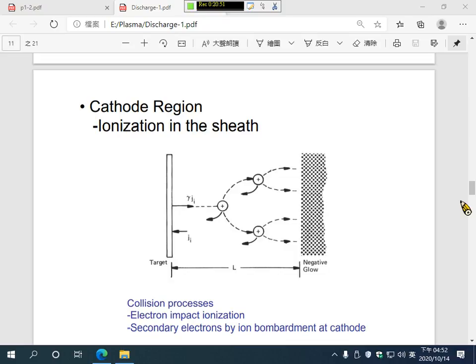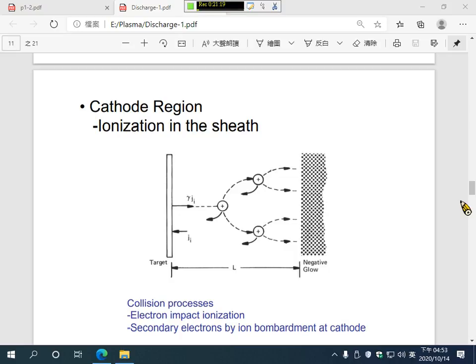And the electron will keep, I'm sorry, wrong direction. This is the ion. This is the electron. Electron should move this way. And this is also the electron coming out.